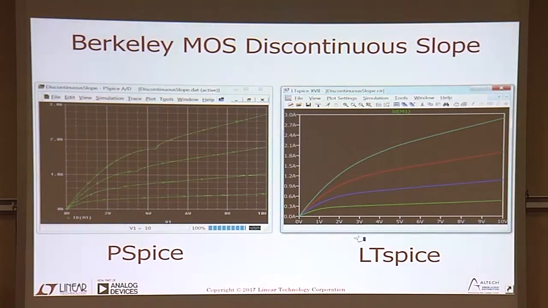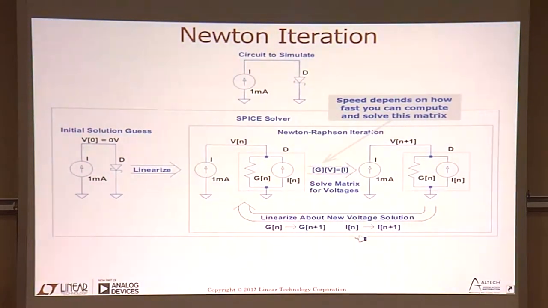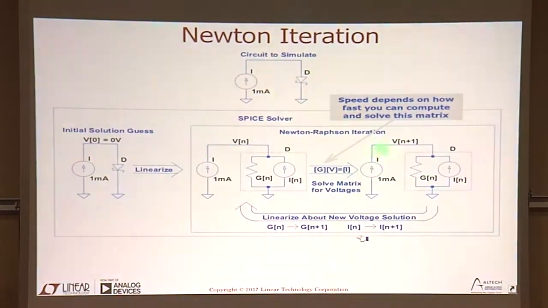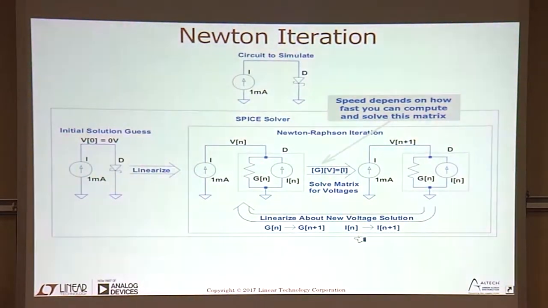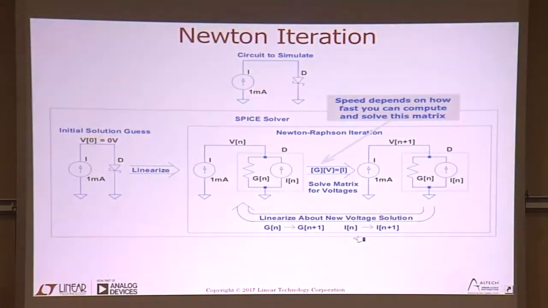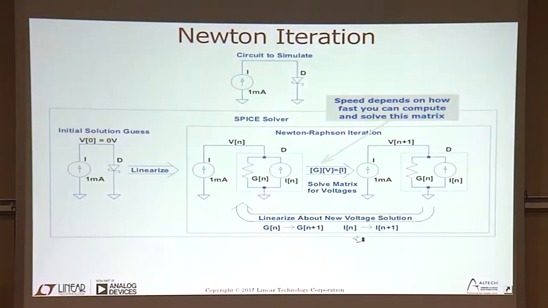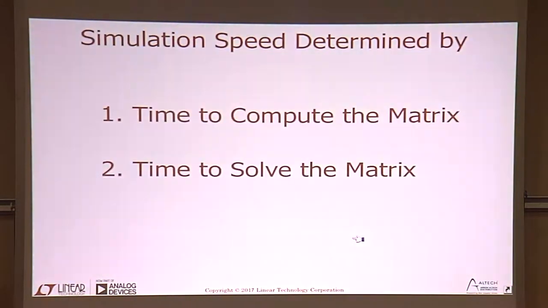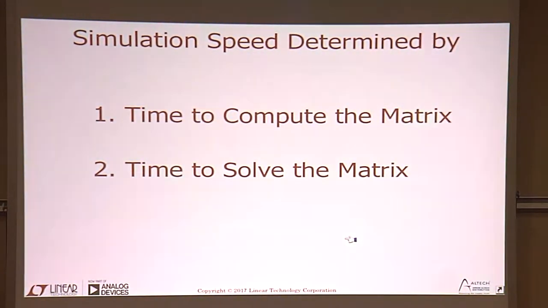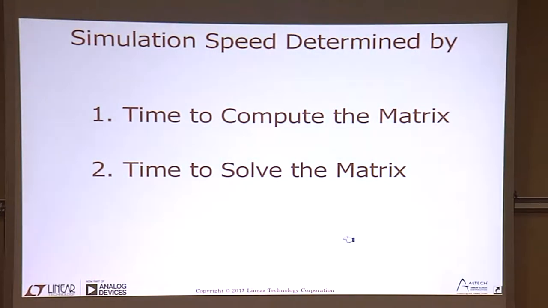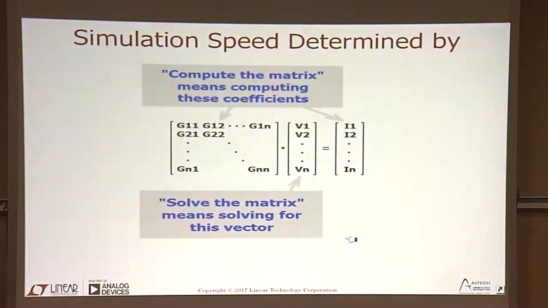Now, the speed of your solver comes down to how fast you can compute and solve. See, you're doing all your computation here. The rest of this is a theoretical argument. This is where you're working the numbers, and the speed comes down to how fast you can compute and solve the matrix. So let me dwell on this. It's the time to compute the matrix and the time to solve the matrix. Those are actually different things. Computing the matrix means computing these coefficients, computing this conductivity times unknown voltage equals known currents.